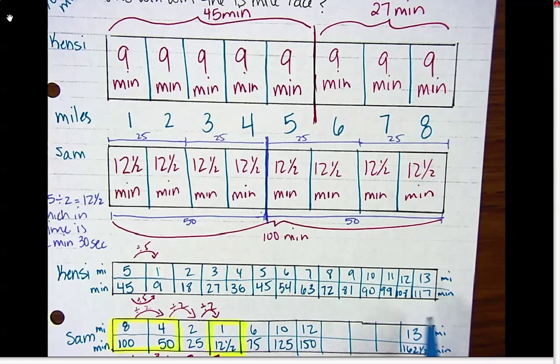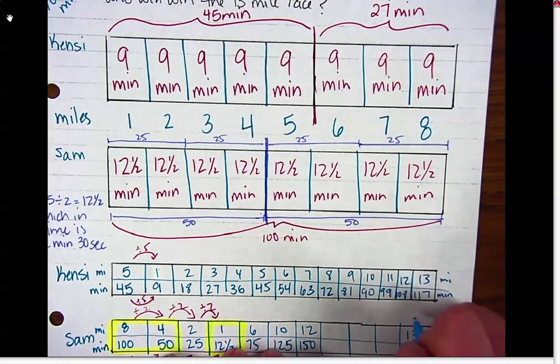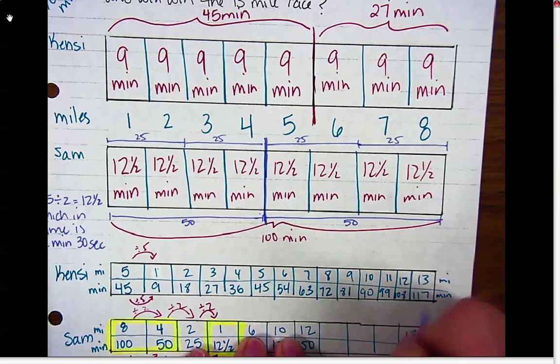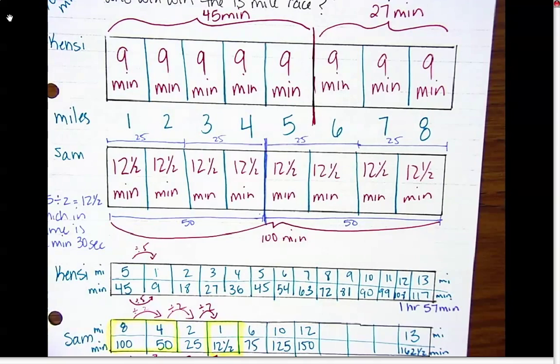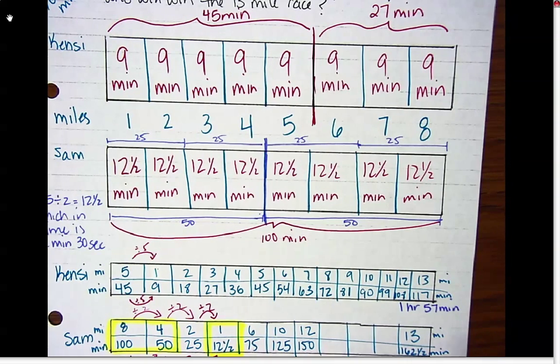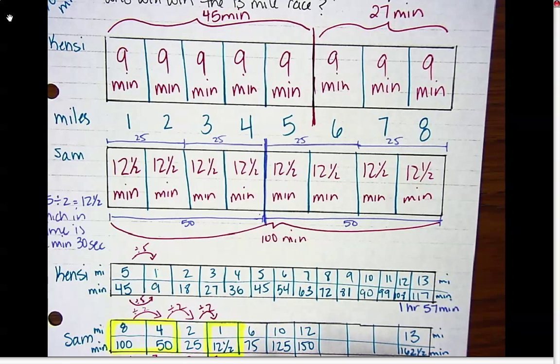So 117 minutes. Well, I know 120 minutes is 2 hours. So I'm really close. I'm only 3 minutes away from 117 to 120. So 3 minutes off of 2 hours is going to give me 1 hour, 57 minutes for Kenzie to complete the race. So 120 minutes is 2 hours. 180 minutes is 3 hours. I'm just multiplying 60 for 60 minutes in an hour times 1, 2, 3, 4, etc.